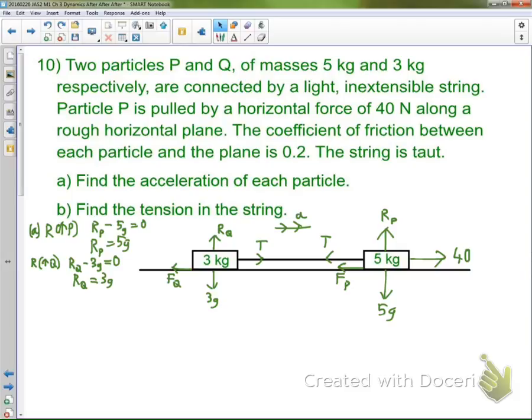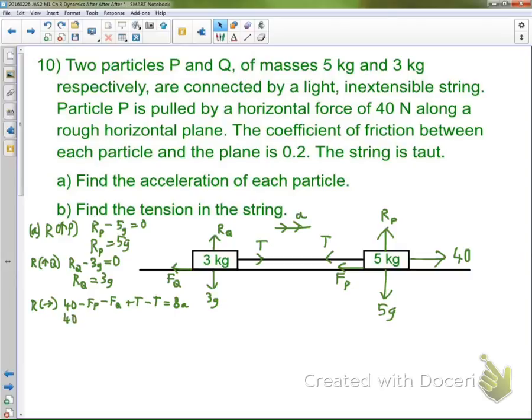So then we can resolve forces horizontally, and keep in mind that the coefficient of friction is 0.2. So resolving now for the whole system, we have 40 minus Fp minus Fq. We would also include our tension, but we'd have plus T minus T, so they'll cancel out. Any internal forces for a connected particle system will cancel out. But we label them because we'll make use of it in part B, where we're actually trying to find that tension. And since we're doing the whole system, we'll need to add the masses together. So we have 8a.